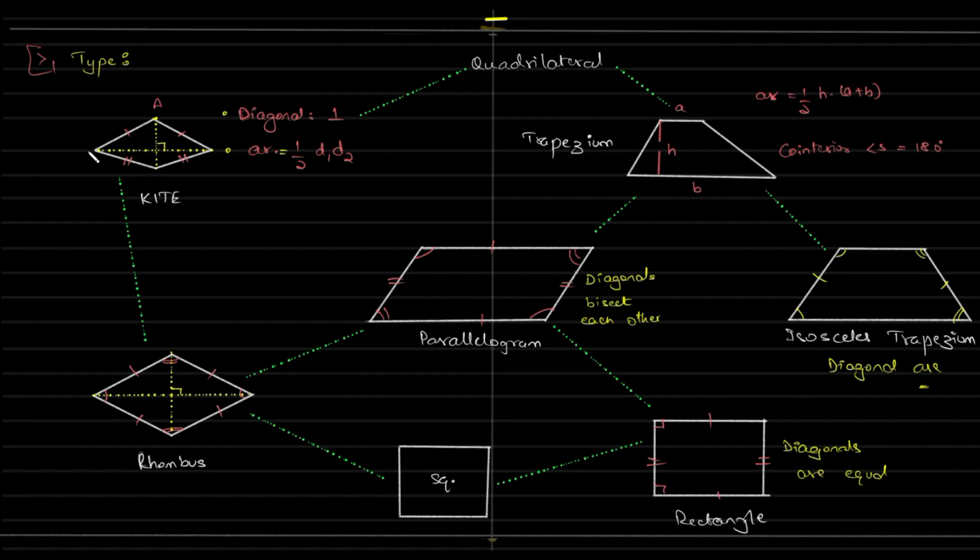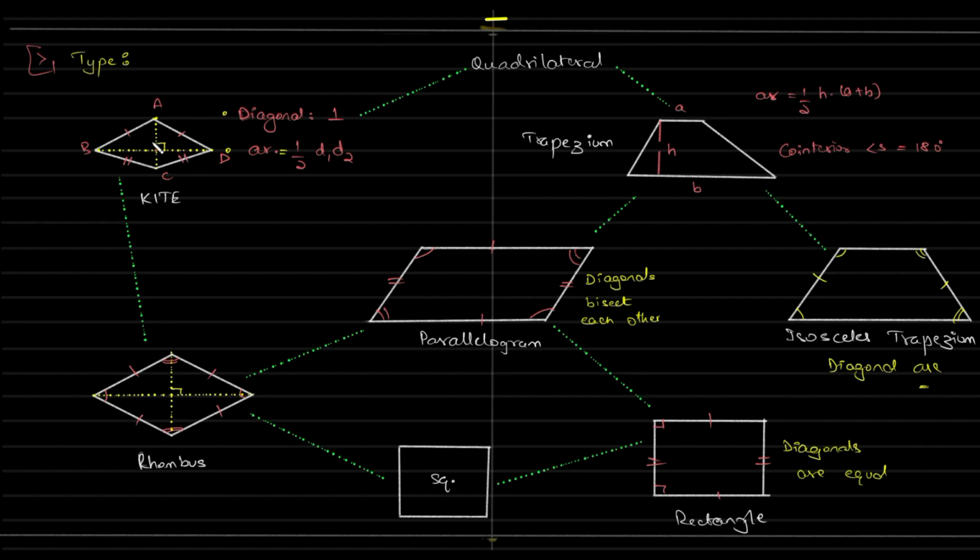If I name this ABCD, AB is equal to AD and BC is equal to CD. Only two pairs, not all the sides, not opposite sides, but adjacent, neighboring sides. One more important property is that the diagonals intersect each other at an angle of 90 degrees. You can see over here, they are intersecting each other at 90 degrees.